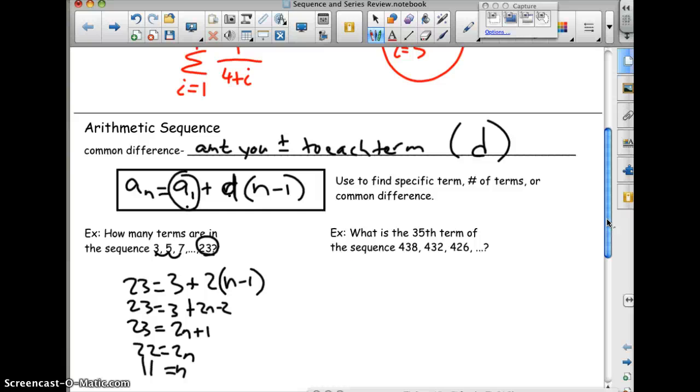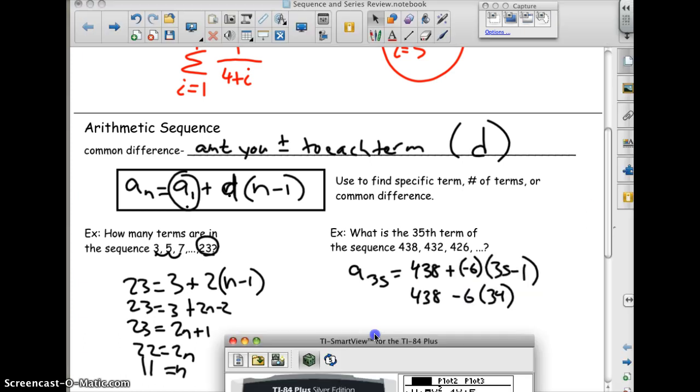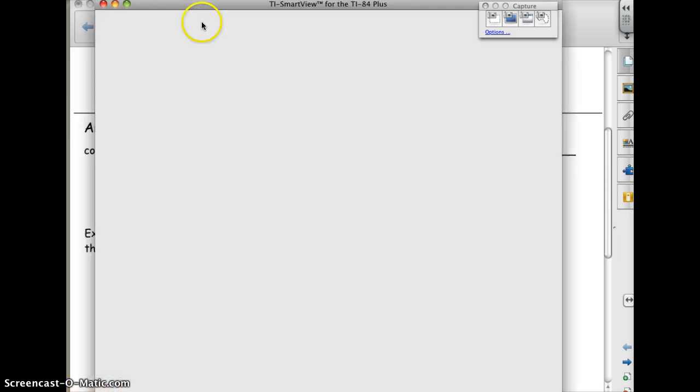All right, now this one here, I know I'm looking for A sub 35, the 35th term. I'm going to use my first term, which is 438, plus, what's the common difference here? Looks like a -6 to me. And then times 35 minus 1. So I'm going to have 438 minus 6 times 34.